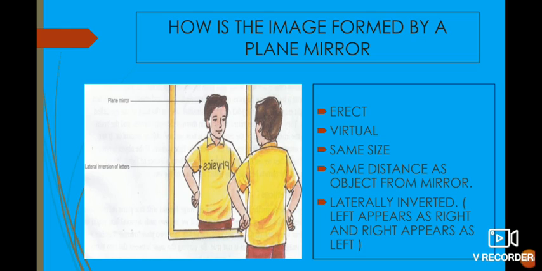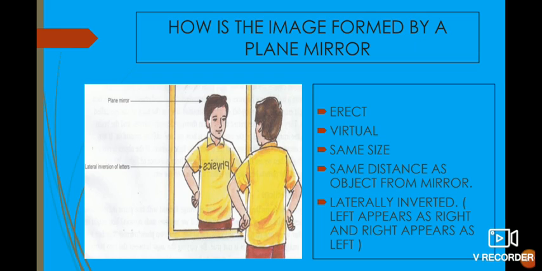What is the image that is formed by a plane mirror? It is always erect, isn't it? Standing upright. Is it real or virtual? It is virtual because we cannot obtain this on a screen. What about the size? Is it diminished, is it enlarged, or is it the same size? It is of the same size as the object.